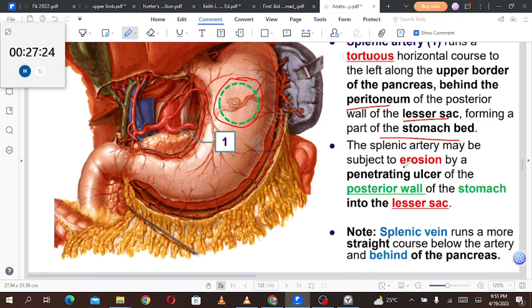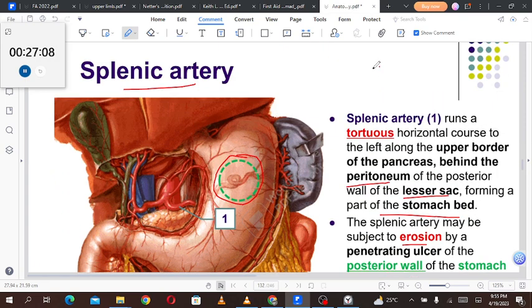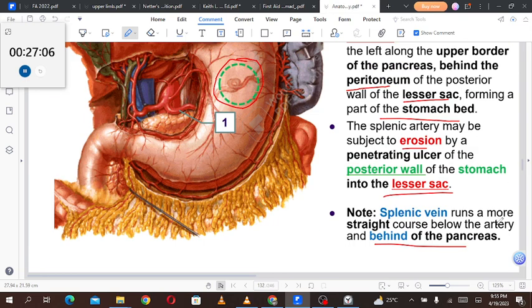The splenic artery may be subject to erosion by a penetrating ulcer on the posterior wall of the stomach, as we have previously seen, into the lesser sac. Note, the splenic vein runs a more straight course below the artery and behind the pancreas. So the artery is running a tortuous course, but the splenic vein will go straight.